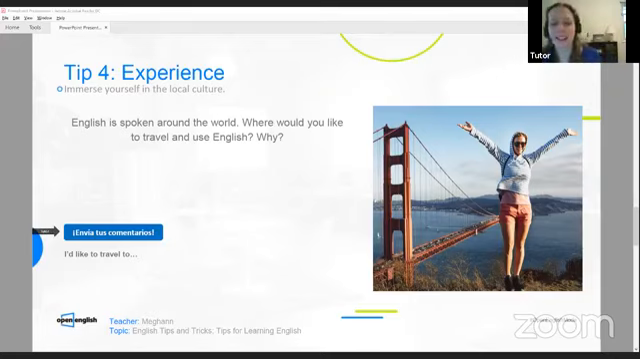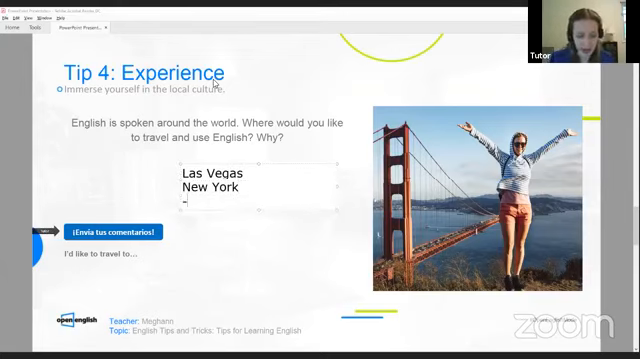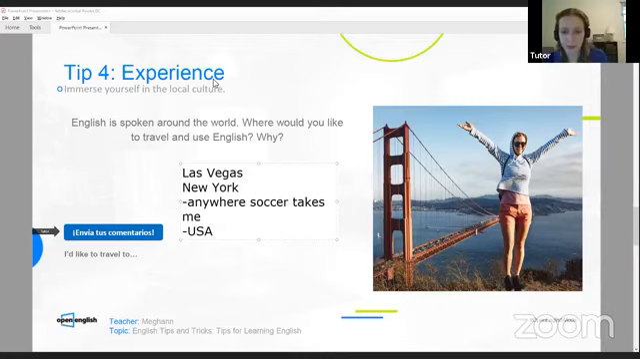Excellent. Very good. I see many great ideas here. Mario wants to travel to Las Vegas. Oh, wow. Okay, let me type some of these ideas here. So I will put Las Vegas. I saw New York. We had anywhere soccer takes me. We had the USA in general. Lots of great ideas. Excellent. Very good. Wonderful. These are great places to travel and practice English. Villanueva is going to Las Vegas also.